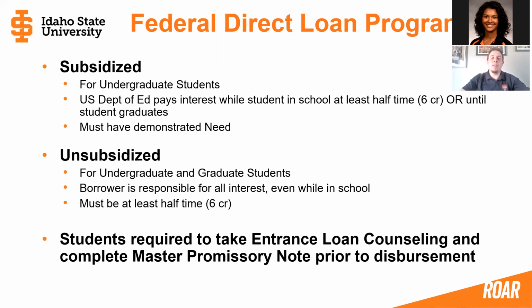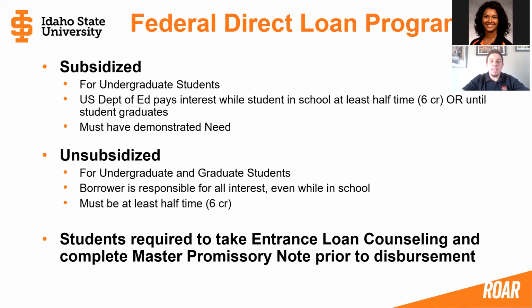And then loans are, I would say, the second major part outside of grants of your federal aid package. And there's three different types of loans really. There's a subsidized loan, and that's only for undergrad students. And this is where the government is going to be covering the interest for you while you're in school. So if you're attending at least 6 credits, which is half time at ISU, you're not going to have that interest owed at the end. It is a need-based program, just like the Pell Grants and the work study, so you will have to have need to be eligible for it.